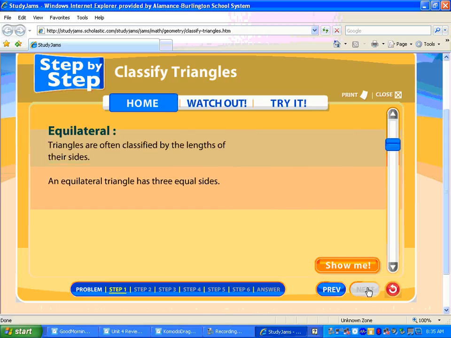Triangles are often classified by the length of their sides. An equilateral triangle has 3 equal sides. Okay, equilateral is what we talked about. See? The name equilateral gives it away. All 3 sides are equal. The 3 angles are equal too.